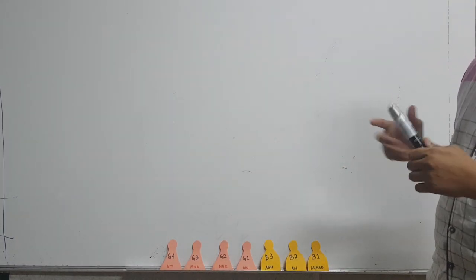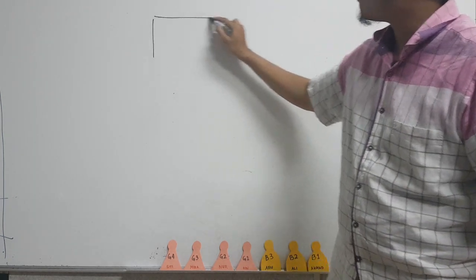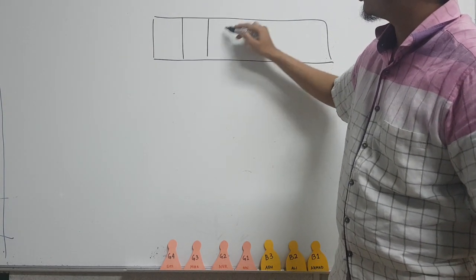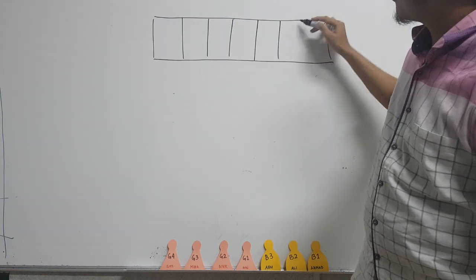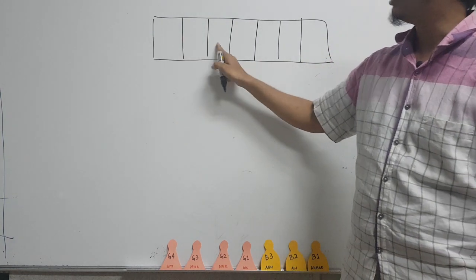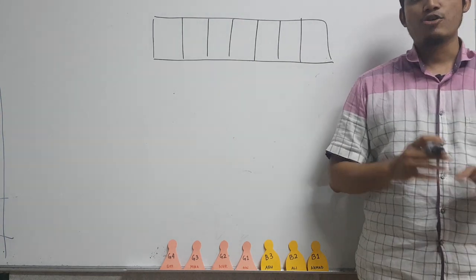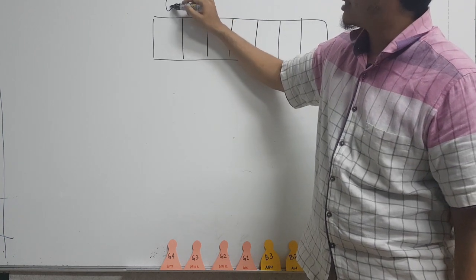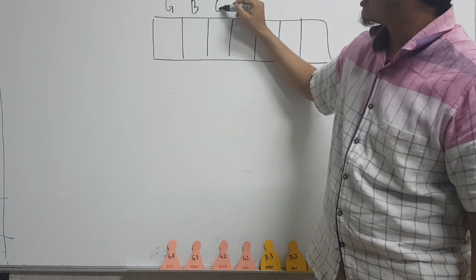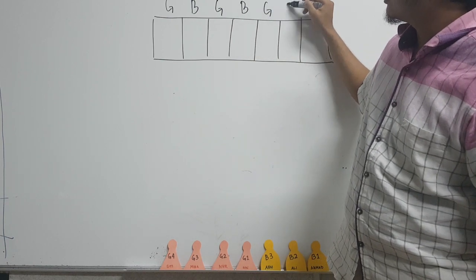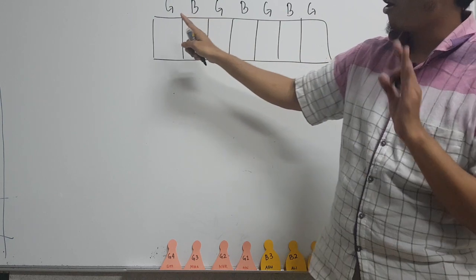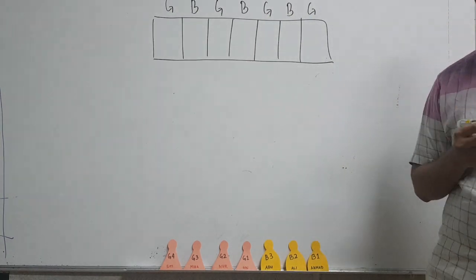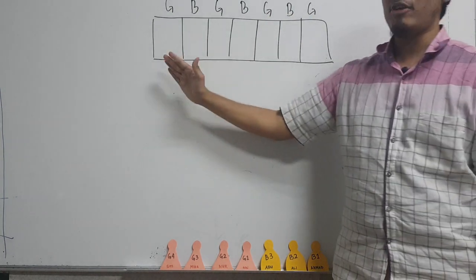There are seven people, so we make 7 boxes. 1, 2, 3, 4, 5, 6, 7. Now we would like to arrange them alternately. It means the first must be a girl, then boy, girl, and so on. We have 4 girls, 1, 2, 3, 4, and 3 boys, 1, 2, 3. Now we would like to arrange them.